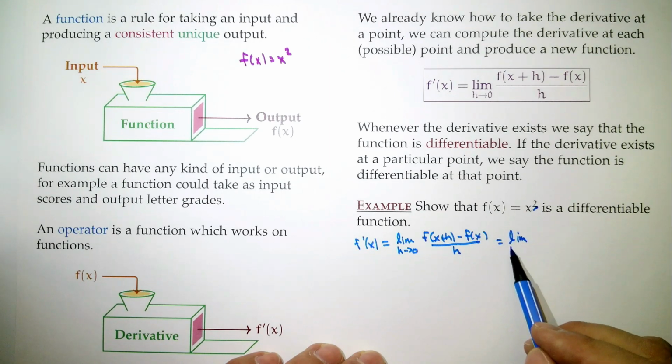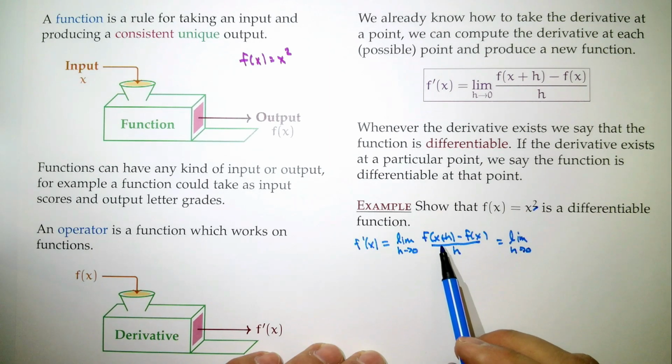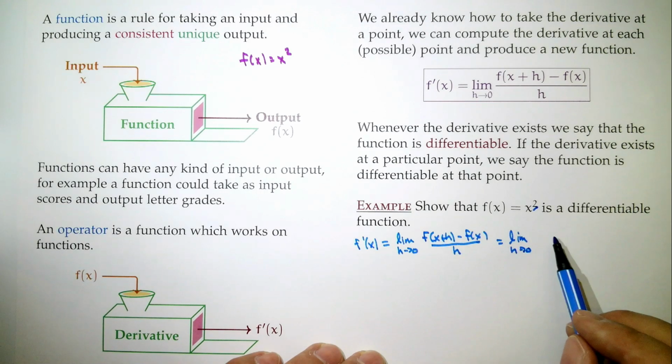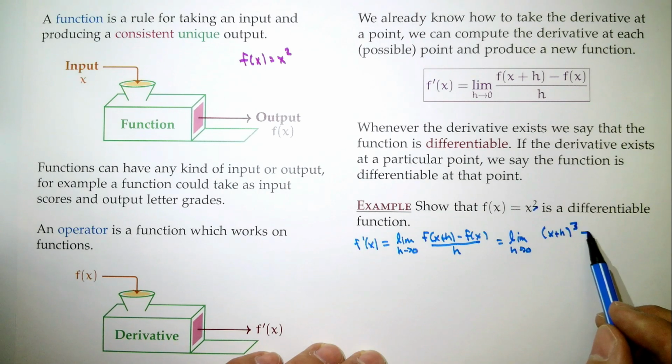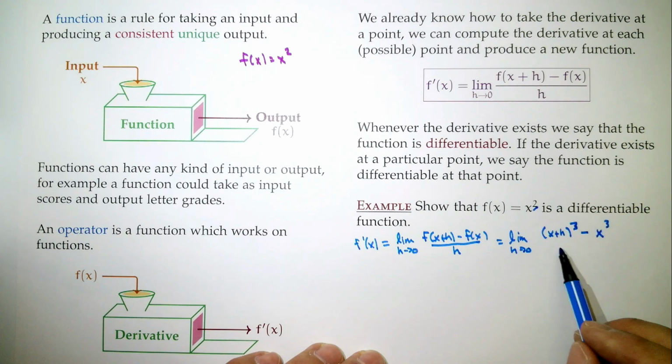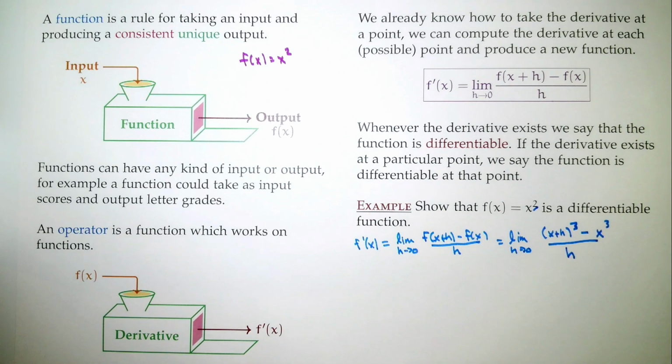Well, that's the limit as h goes to 0. And now I'm plugging in x plus h. So x plus h cubed minus x cubed all over h. Well, now we cube it. Now it would be really nice if it was simple to take the cube.